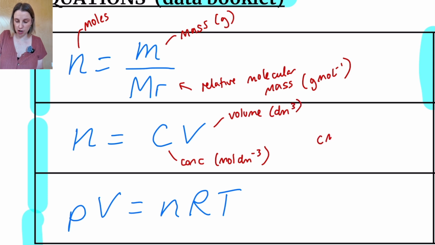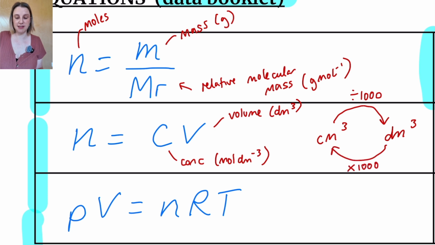So something that we need to know is that cm cubed to dm cubed, which is a frequent conversion in chemistry, to get from one to the other, you need to divide by 1,000. A decimeter cubed is 1,000 times bigger than a centimeter cubed. And then obviously to get the other way, that means we're timesing by 1,000. So that's the most common interconversion that we're doing in chemistry.